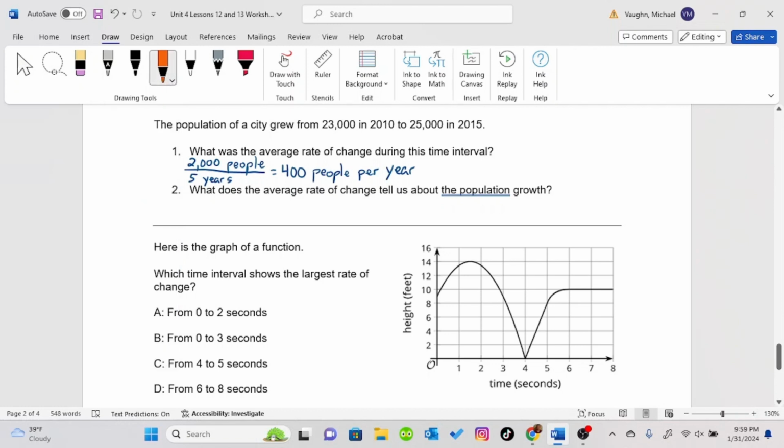Number 2, what does the average rate of change tell us about the population growth? The average rate of change tells us the population grew an average of 400 people per year.